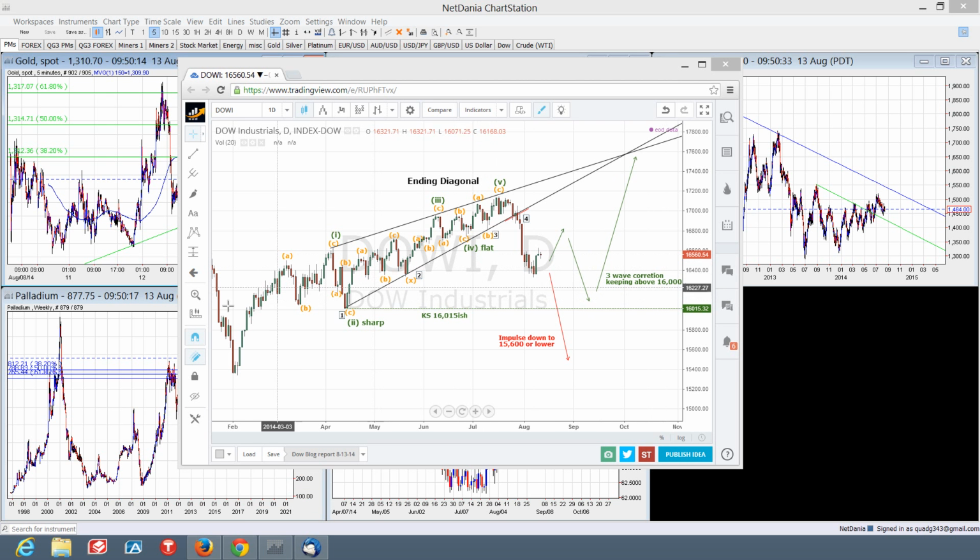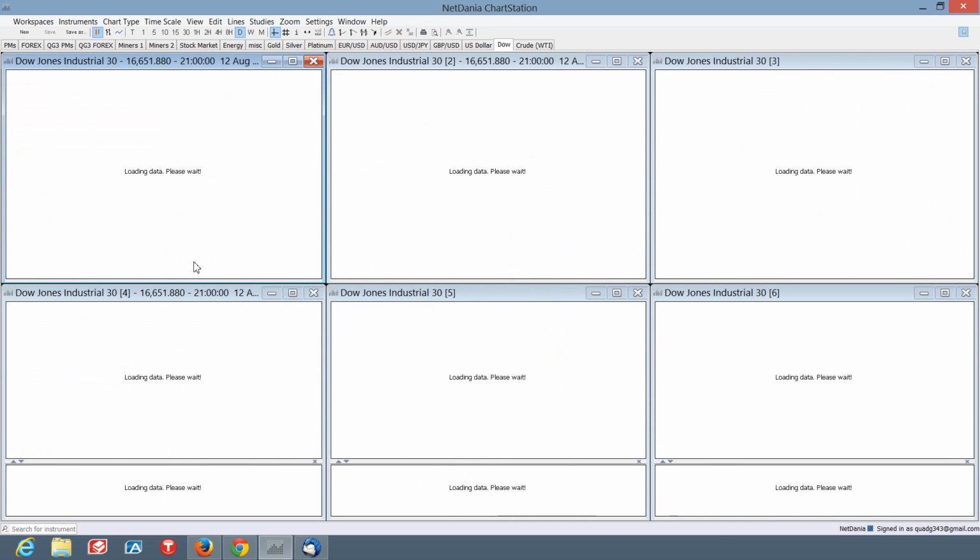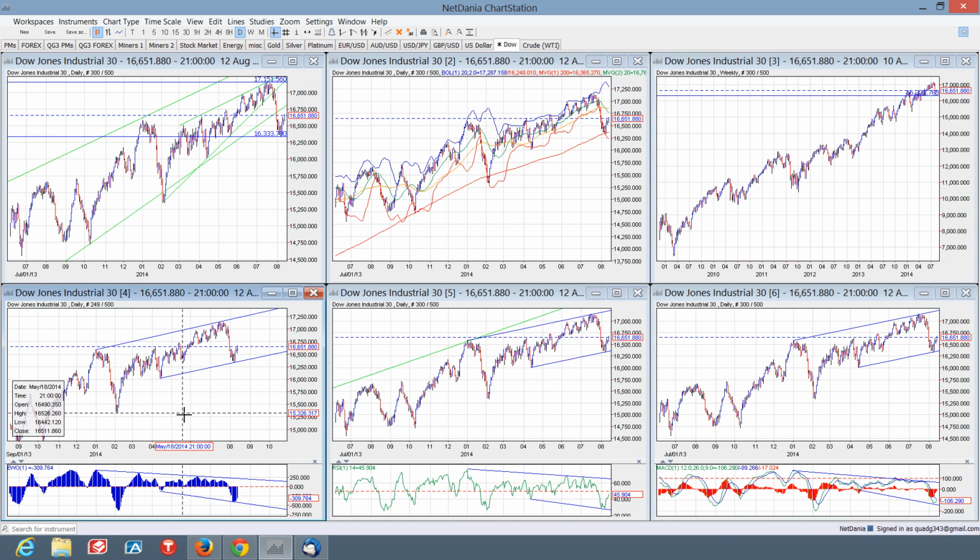Today we're taking a look at the Dow again. Previously, I had pointed out in a July blog post that the Dow was moving up into some negative divergences in the oscillators, the RSI and the MACD, which I'll show you here, and go back and review.